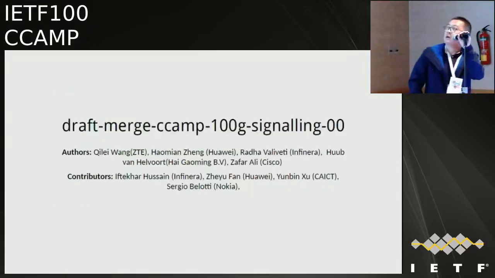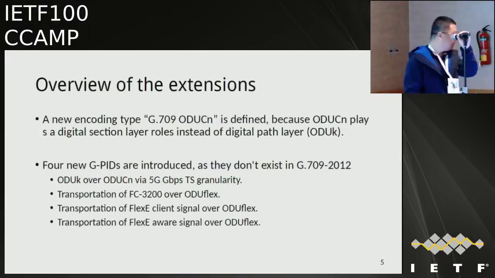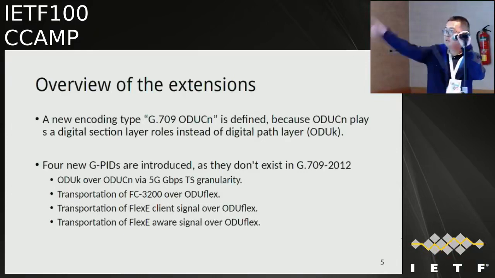Okay, next. And the following is the signaling draft. Just before this IETF meeting, a new version of the signaling architecture draft was uploaded. First, let's take a look at the extensions included in this draft, that's our overview. A new encoding type, G.709 ODUCn, is defined because in the latest version of G.709, the ODUCn actually plays a digital section layer role instead of a digital path layer role, which is the role that ODUk played. Also, four new payload IDs are introduced, they don't exist in the 2012 version of G.709, and they are listed here.